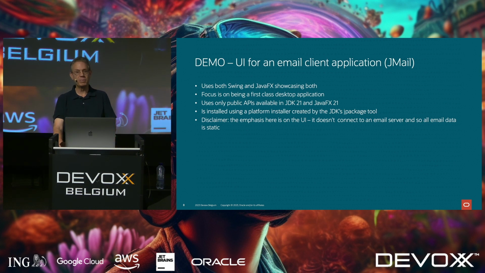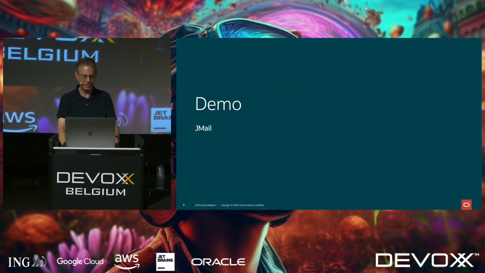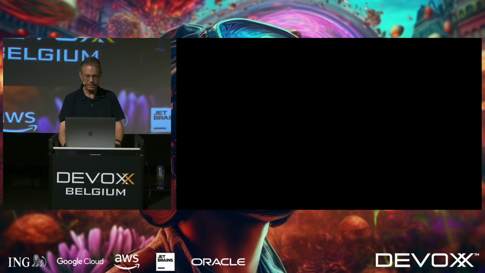This was all done using public APIs in JDK 21 and JavaFX 21, although we really don't use anything that wasn't available in 17. So you should be able to take this, and if you're still on 17, you can run it as well or do very similar things. And then finally, we use JDK's included JPackage tool to produce the end package that you're going to distribute. So with that, we'll run the demo.